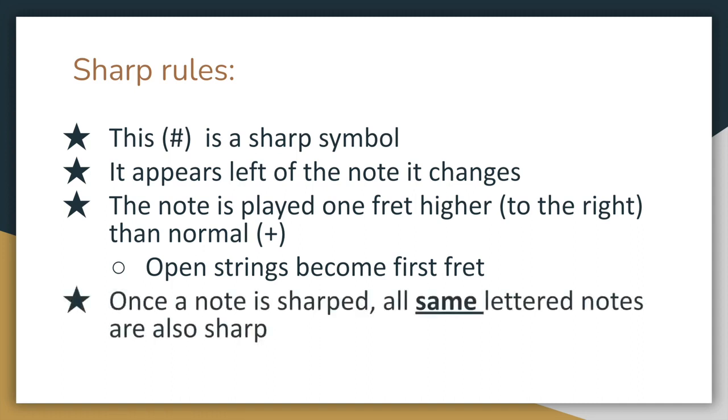Once a note is sharped, all the same lettered notes are also sharped. So what that means is if an F note has been sharped, then all of the F notes have been sharped as well, any versions of those F notes, and we'll see more of that a little bit later.